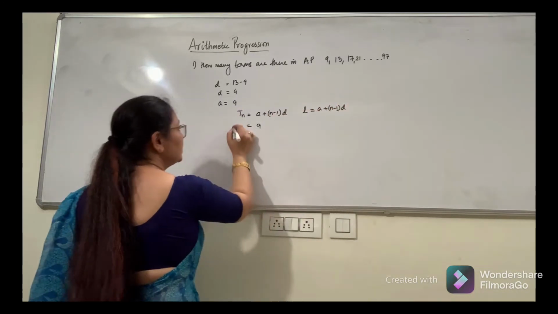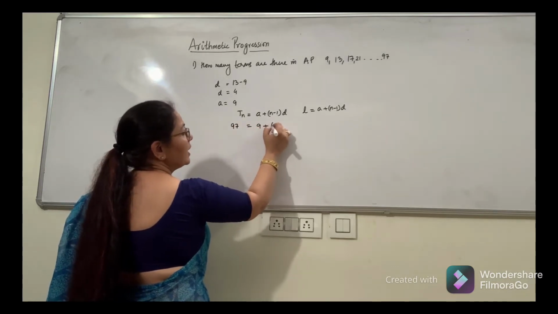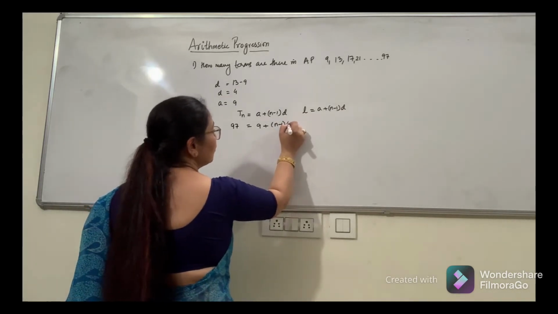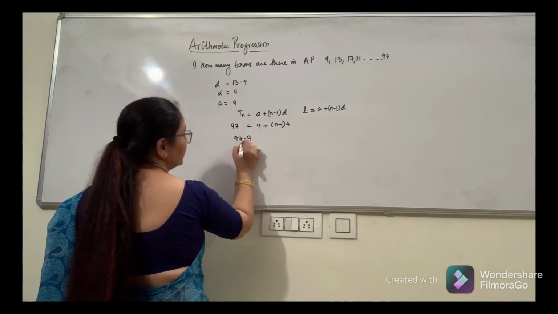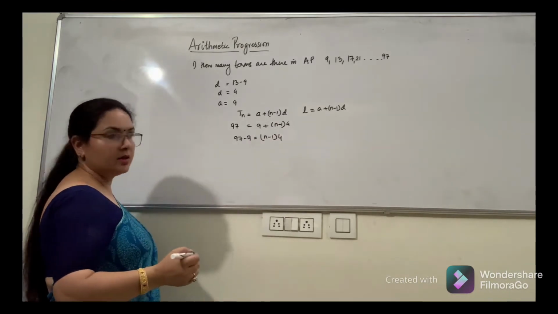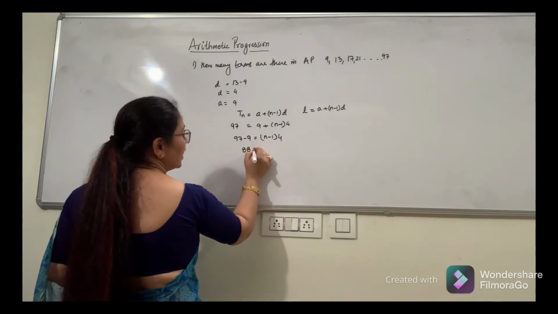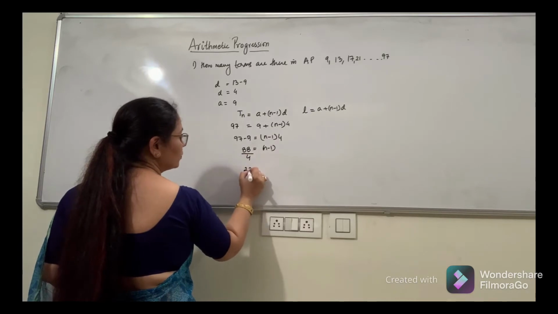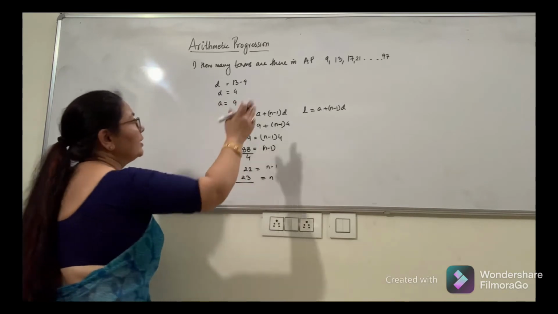Putting the last term here, what is the last term? It is 97. First term is 9, plus (n minus 1), and we have to find the value of n. D is 4. So 97 minus 9 is 88, and then we will divide by 4. So 88 divided by 4 is 22, and n minus 1 equals 22, so n is equal to 23. So how many terms are there in the AP?